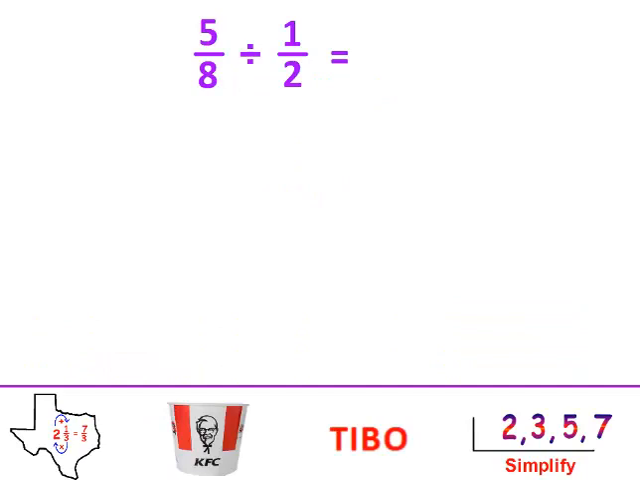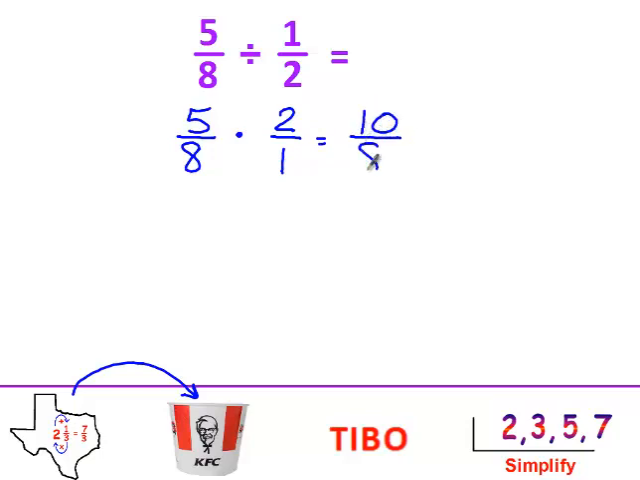Okay, both of these are already in fraction form, so I'm going to go to the next step. I'm going to Kentucky Fried Chicken. I'm going to keep it, I'm going to flip it, and I'm going to change it. And now I multiply across. 5 times 2 is 10. 8 times 1 is 8. This is an improper fraction, so I'm going to T-bow it.